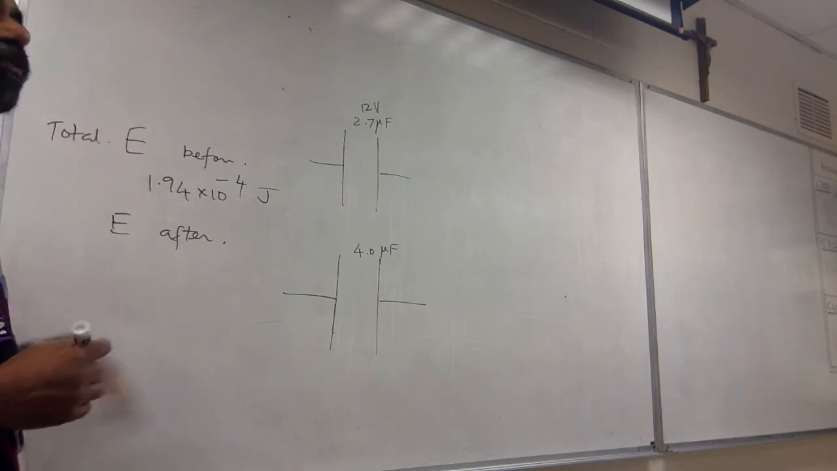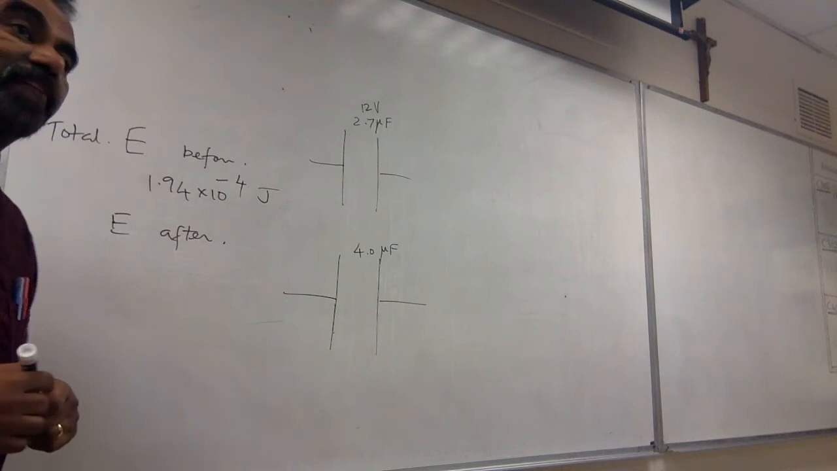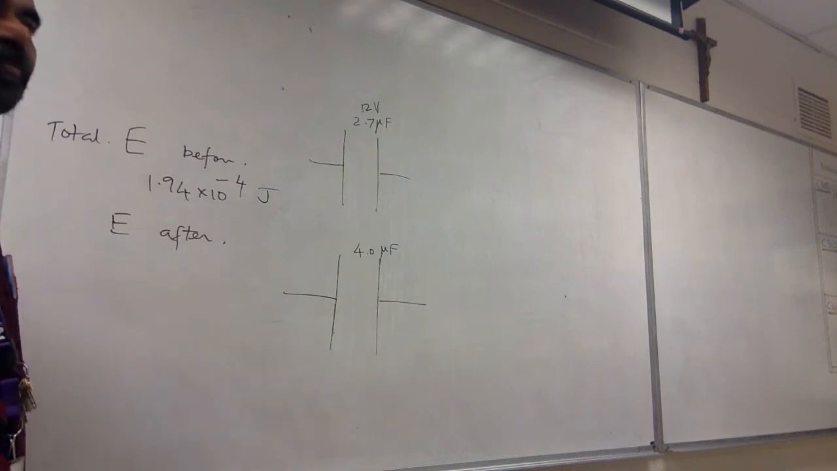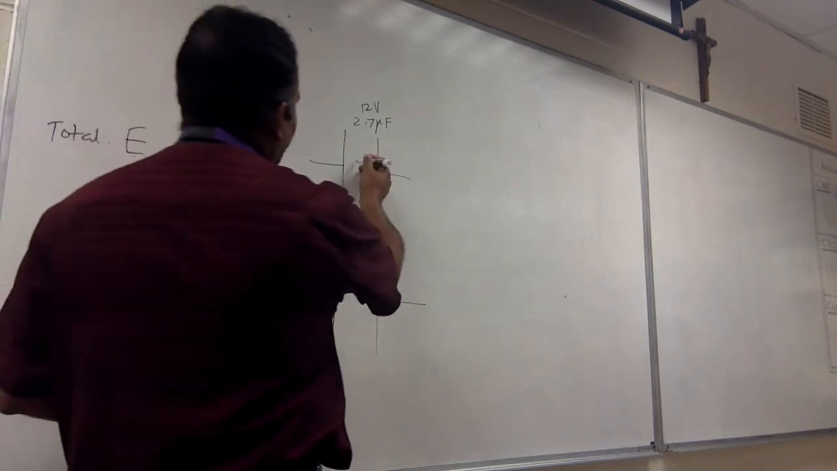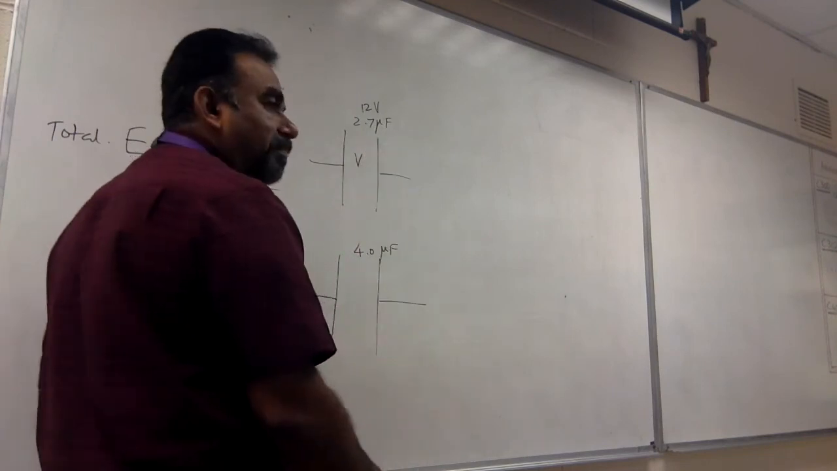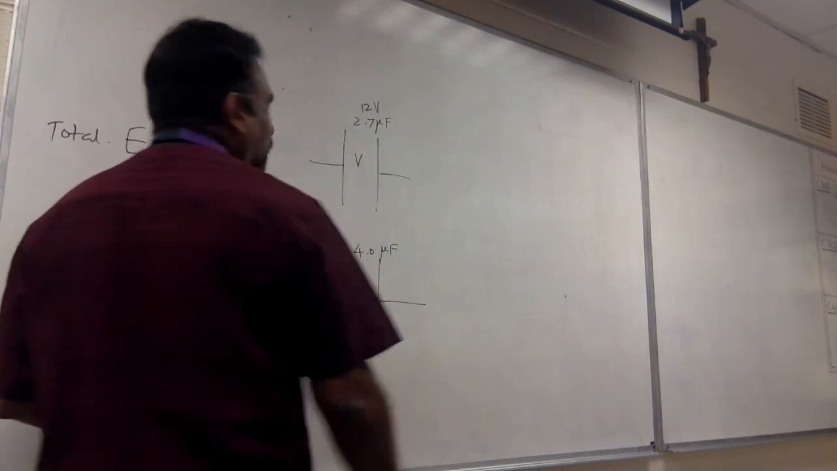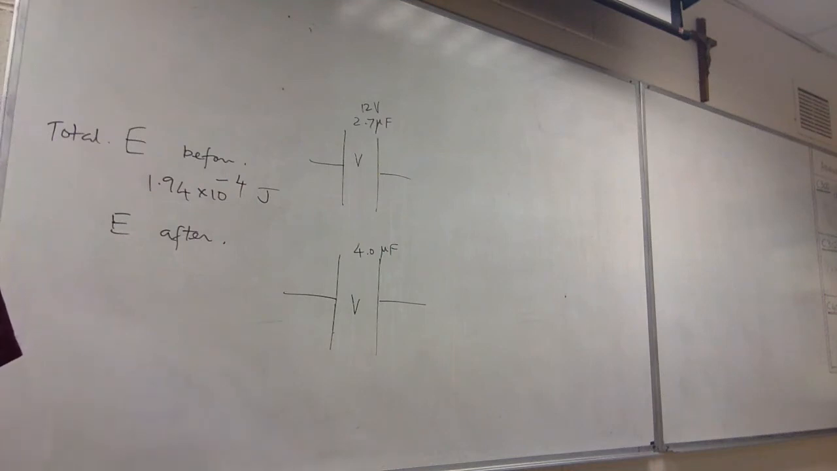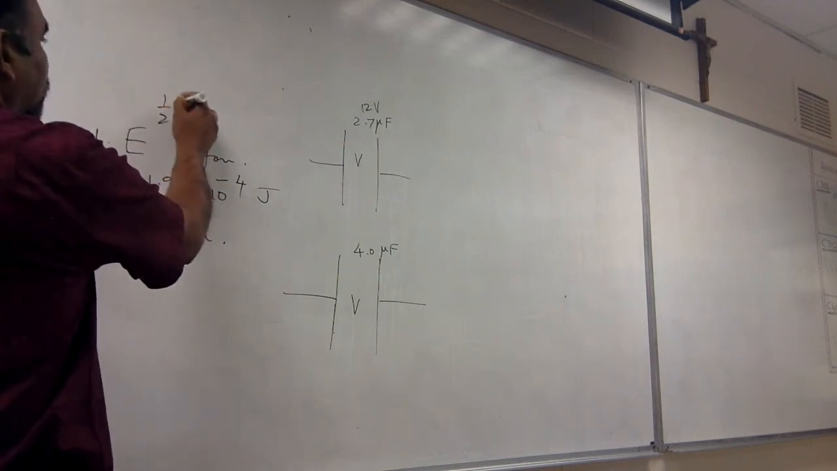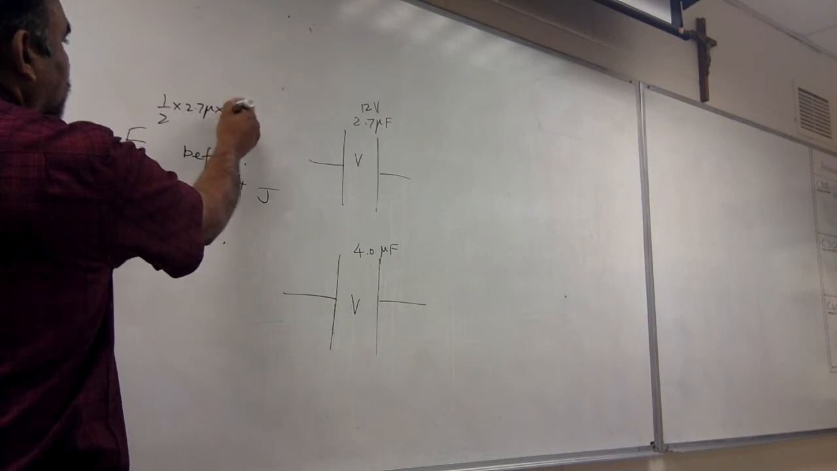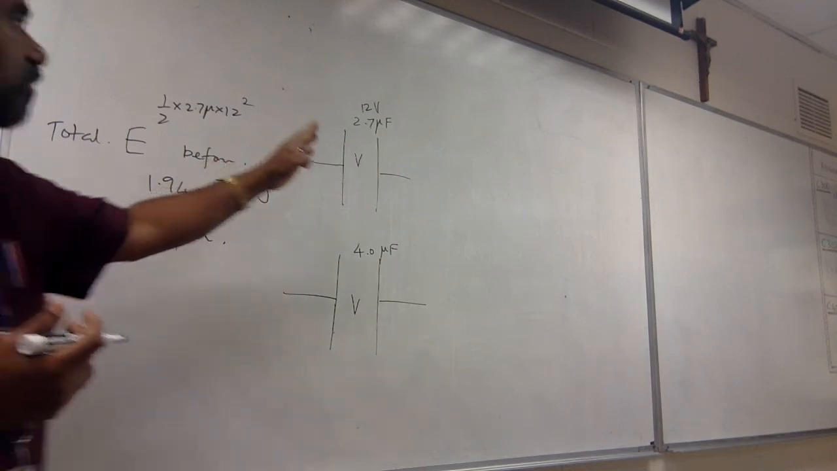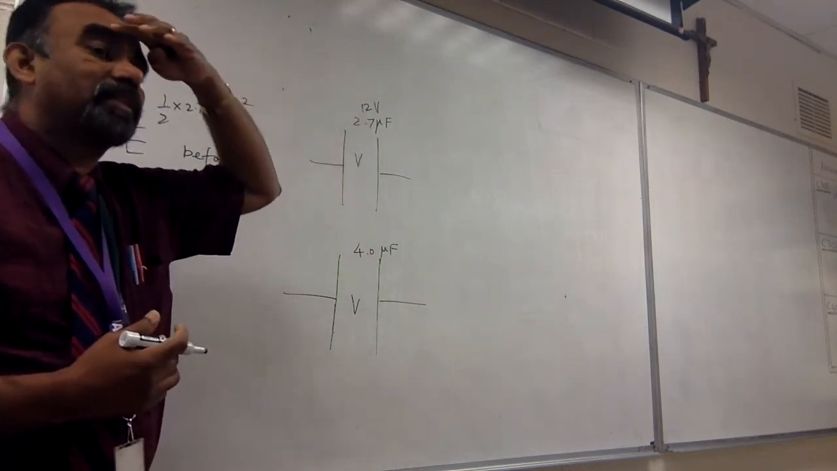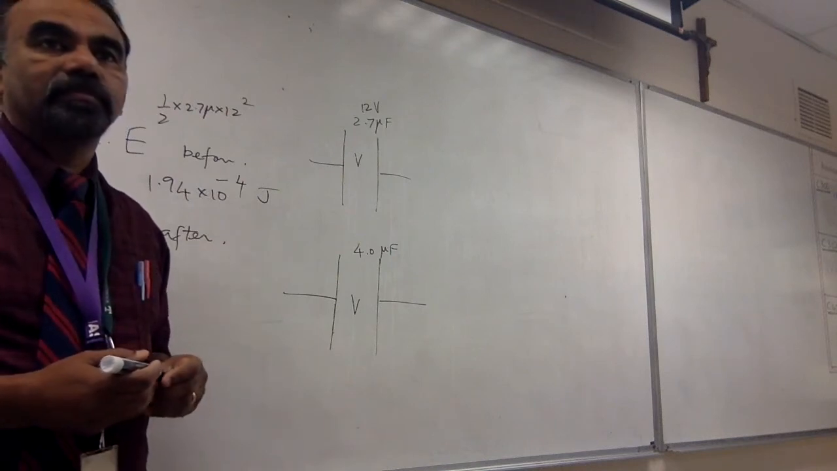That's the energy before. Now, how do you find the energy after? What do you need to do? You need to do exactly what we did in the previous problem. We need to find out the new voltage. We need to find both of those. This one, half CV squared. Half times 2.7 micro times 12 squared. The energy stored in this capacitor is half CV squared. That's a formula. So that should be right.